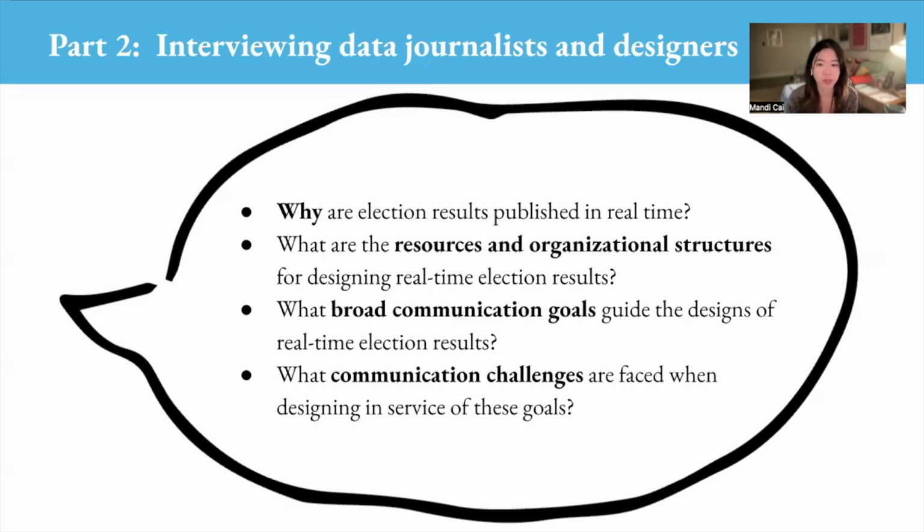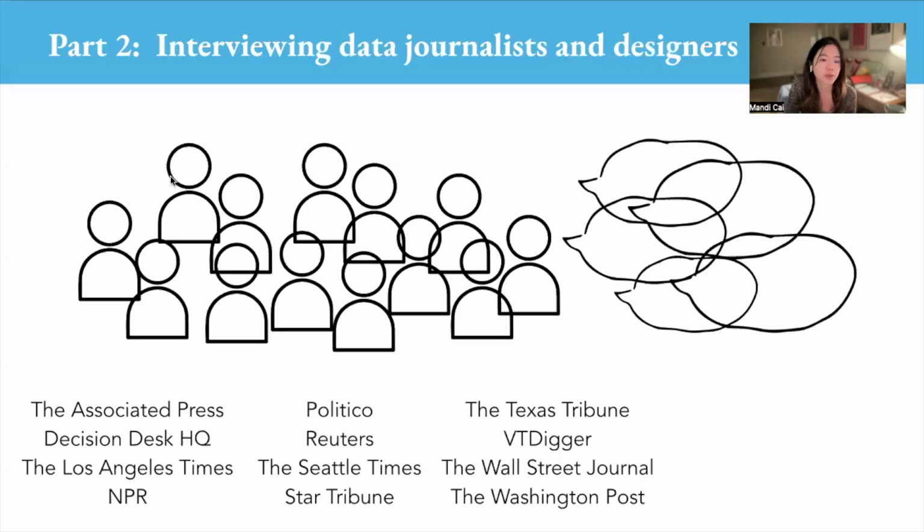Why are election results published in real time? What are the resources and organizational structures for designing live results? And what broad communication goals and challenges are faced when designing live results? We ended up speaking with 13 individuals from the following organizations. You'll notice that two of them, the Associated Press and Decision Desk HQ, are results providers. And the rest of the organizations range from local news organizations to national news organizations. So we really got a good range.